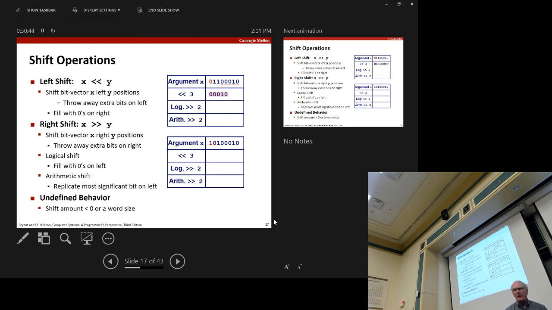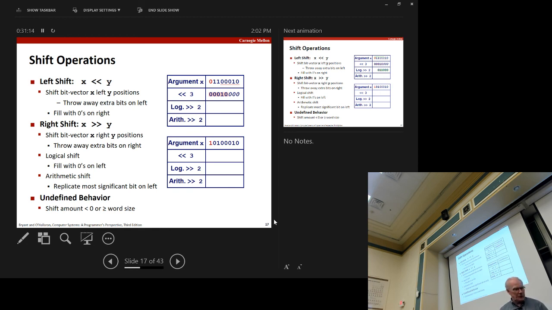So in general, what happens when you shift something left is you just slide the bits over that many positions, and you fill the right-hand side in with zeros. And whatever was in the first three positions on the left before will basically shift off the end and just disappear into nowhere.